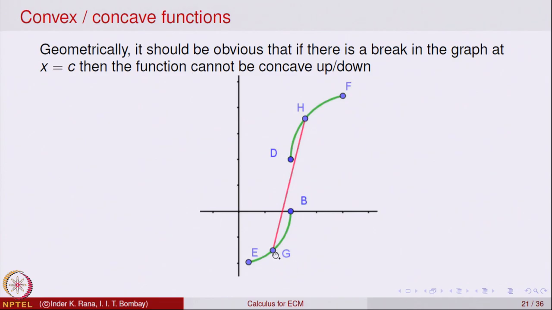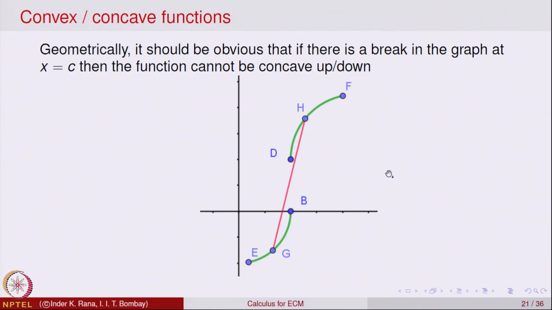For example, if I take a point G in this part of the graph and a point H, and take the line joining them, then what do you observe? You observe that in this part of the graph, the red chord, the segment, is below the graph, and in this part it is above the graph. So, you cannot say that in the whole interval the function is concave up or concave down.